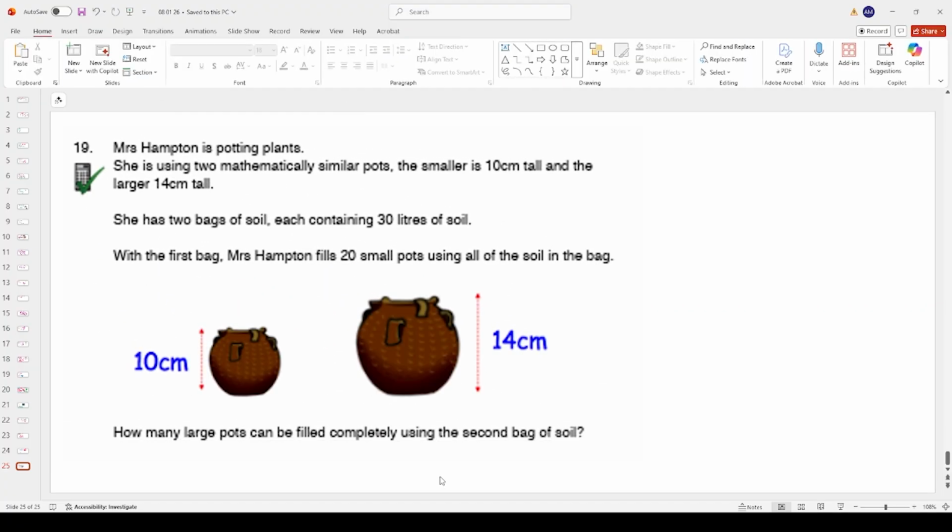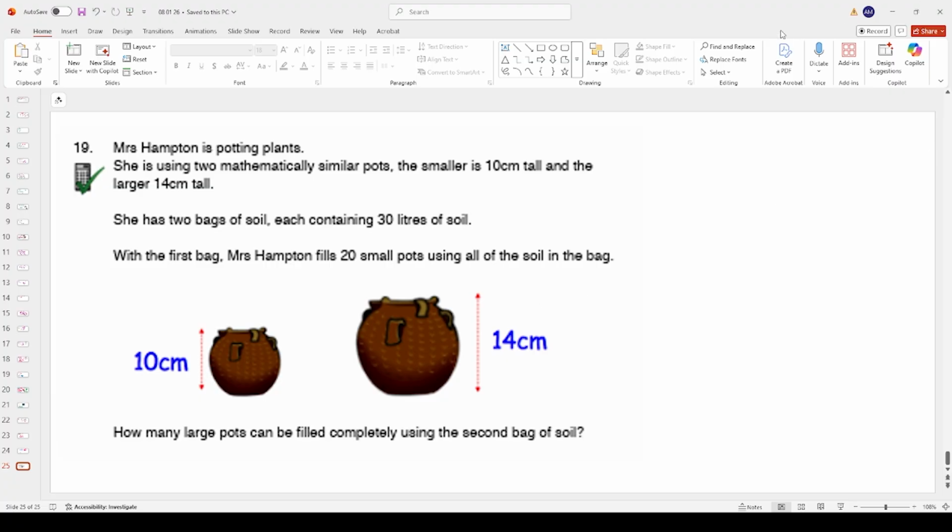Okay, so it says Mrs. Hampton is potting plants. She is using two mathematically similar pots. The smaller is 10 centimeters tall. The larger is 14 centimeters tall. She has 2 bags of soil, each containing 30 liters of soil. With the first bag, Mrs. Hampton fills 20 small pots, using all of the soil in the bag. How many large pots can be filled completely using the second bag of soil?